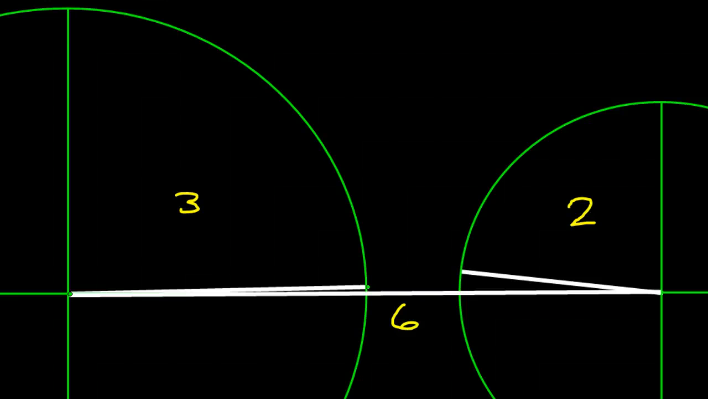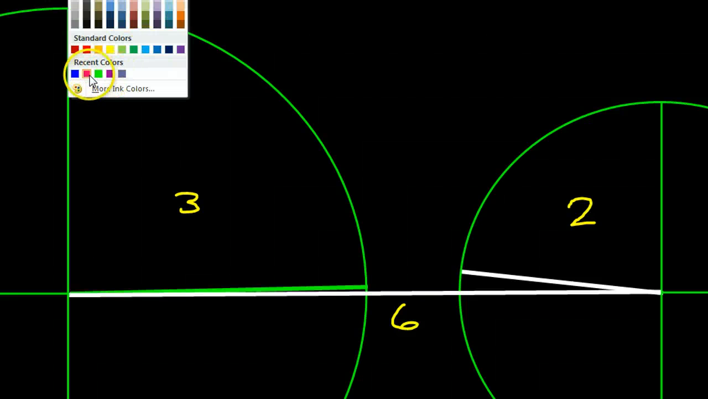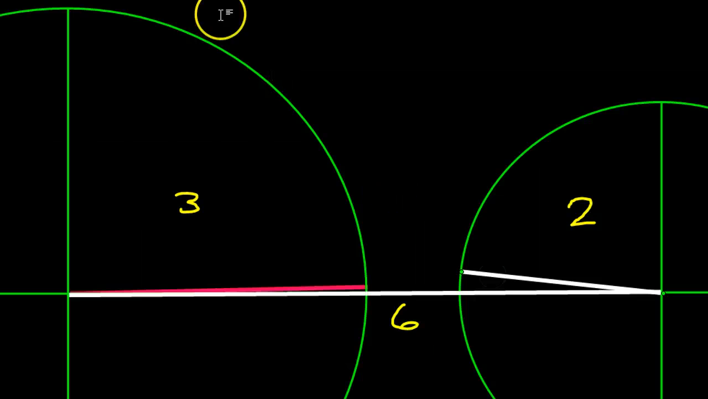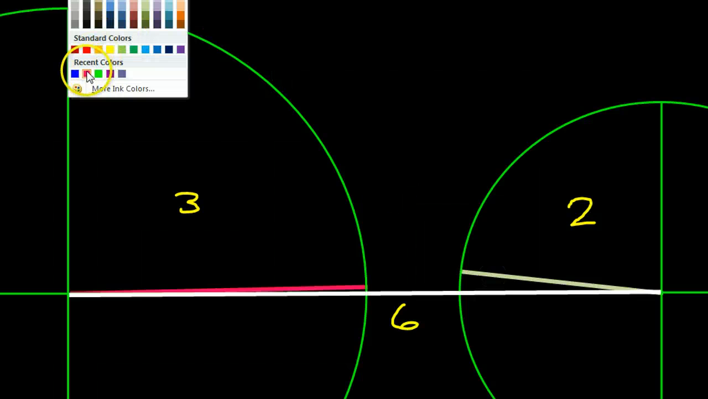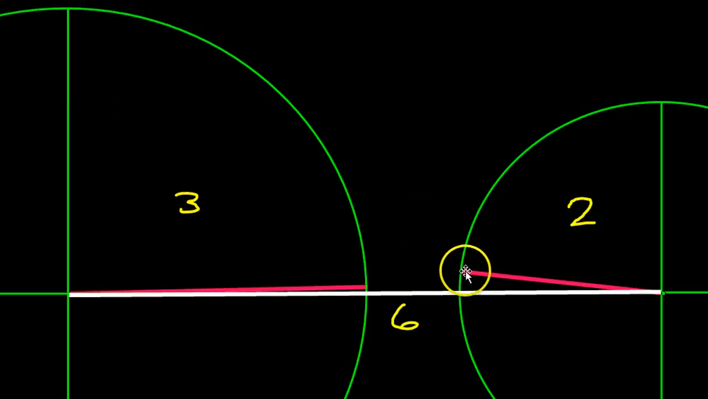Maybe I should make them a different color, like pink. They'll get pretty close when they're down flat. But again, the most they can make is 5, not 6. So there's always going to be this gap of 1 in between. So you can't make a triangle with 3 and 2 and 6.